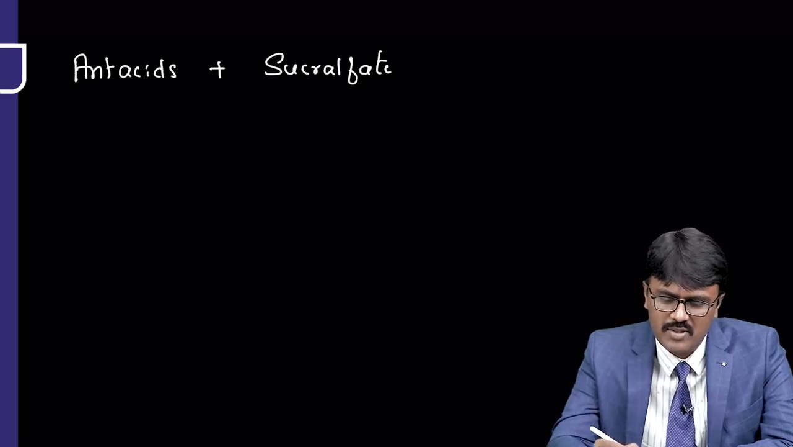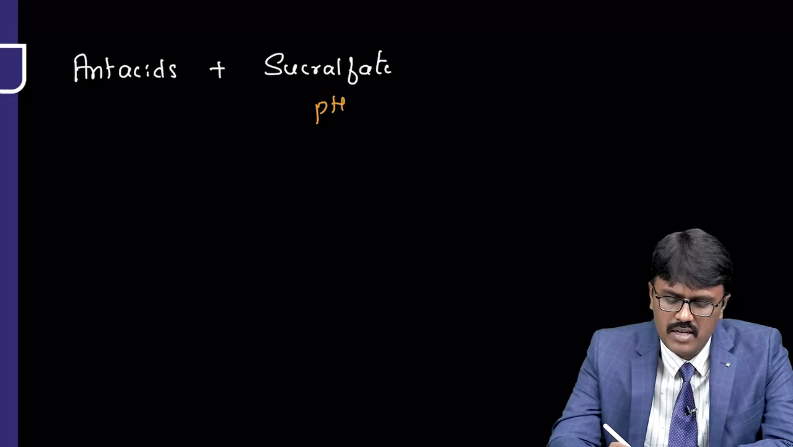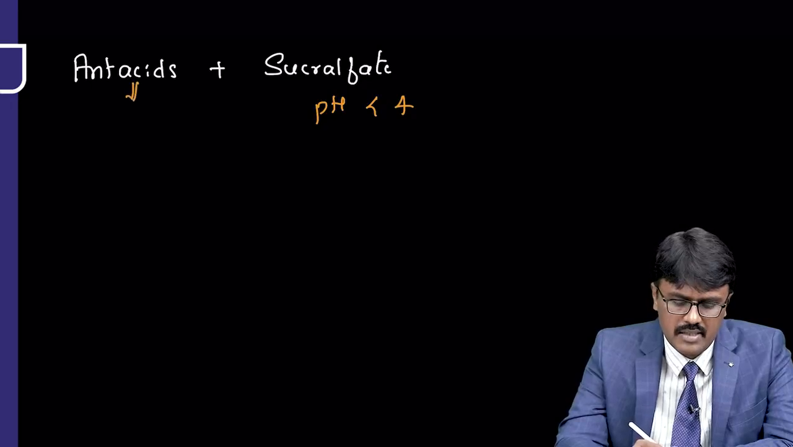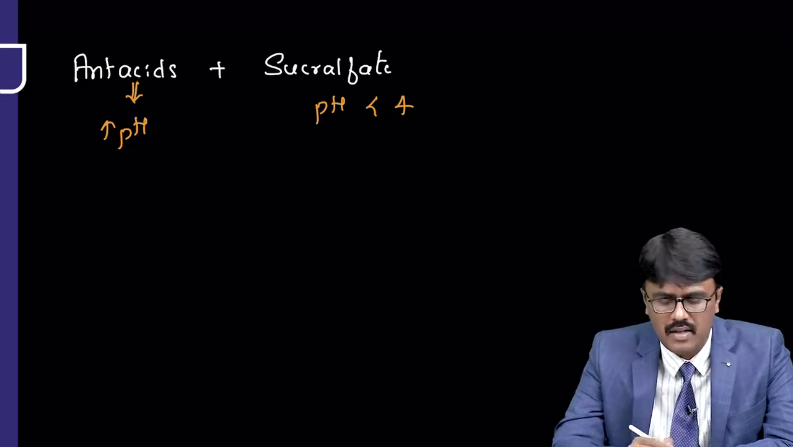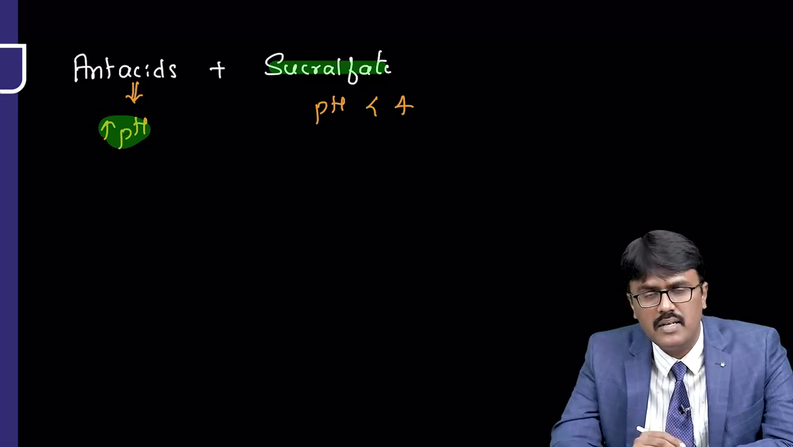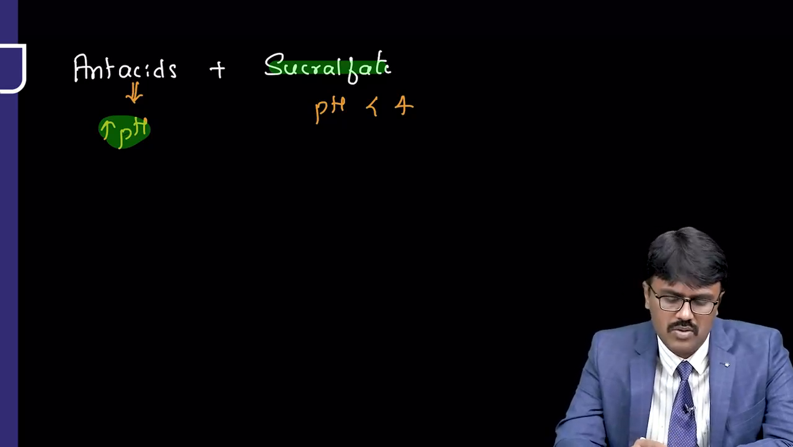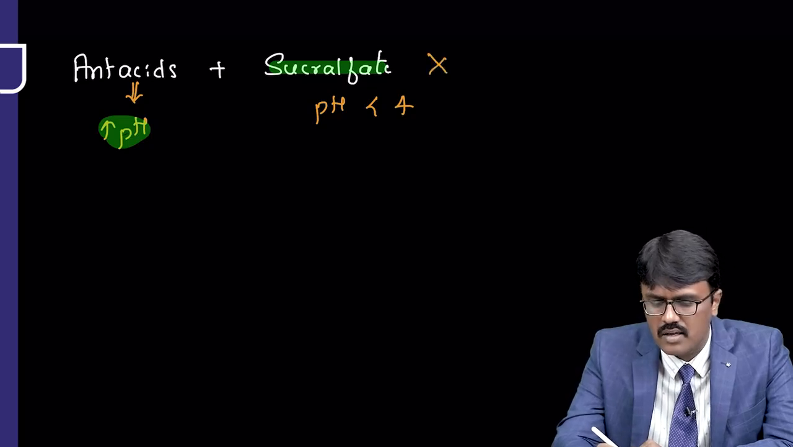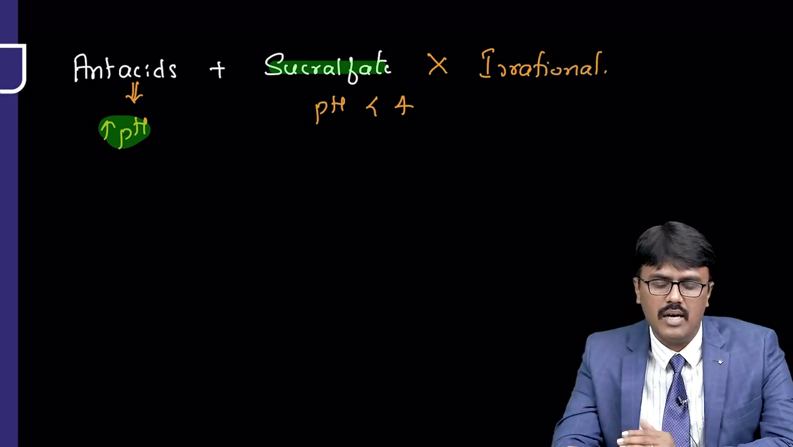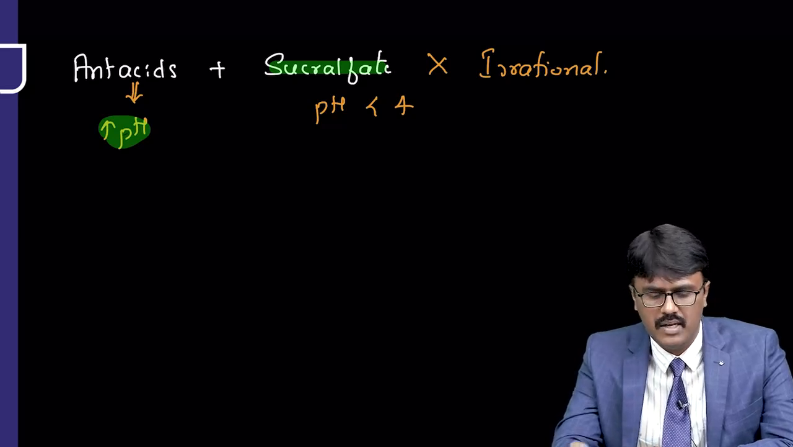Now you know that sucralfate will polymerize at a pH less than 4 only. But when I add antacids, the pH will get elevated. There is an increase in pH. And if the pH increases, the sucralfate will not polymerize and it will not produce the effect. So this combination is not used. We call it an irrational combination. A repeatedly asked question: don't combine antacid with sucralfate.